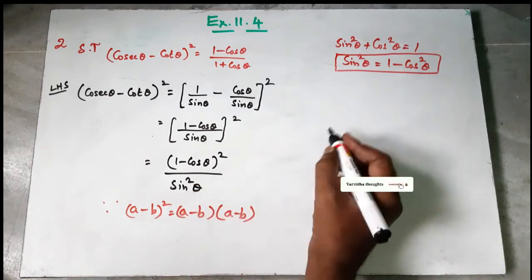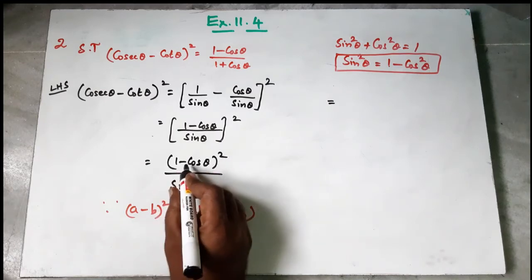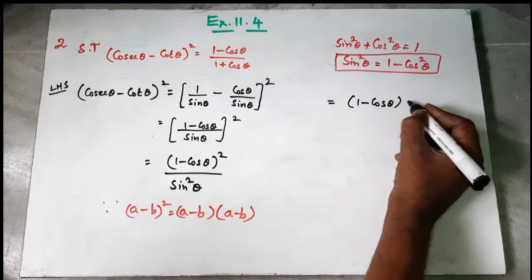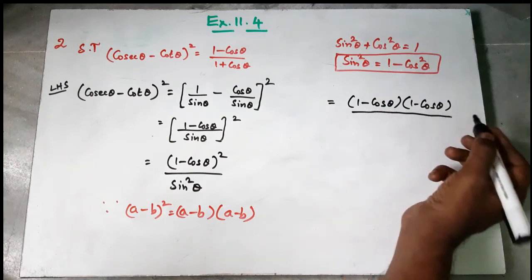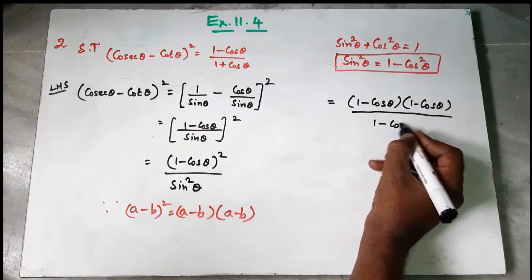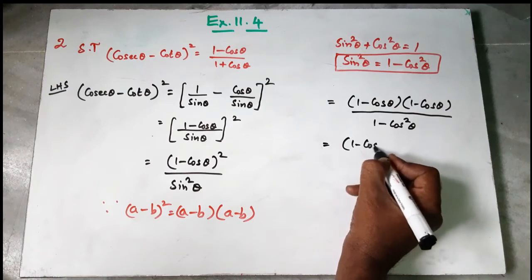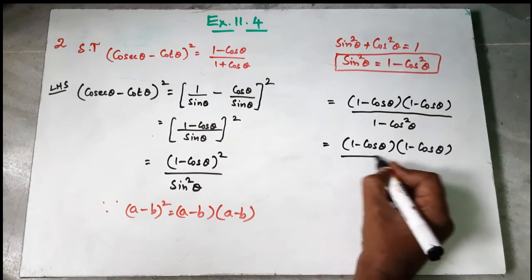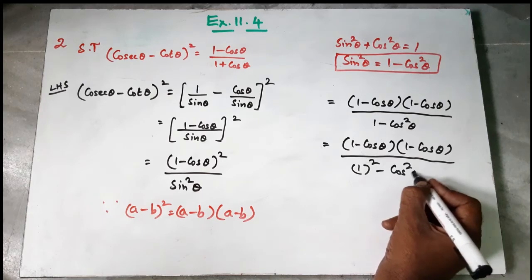Now here, (1 minus cos theta) whole square means (a minus b) whole square can be written 2 times: 1 minus cos theta into 1 minus cos theta by, so sin square theta can be written as 1 minus cos square theta. Here also again 1 minus cos theta into 1 minus cos theta by 1 can be written as 1 square minus cos square theta.